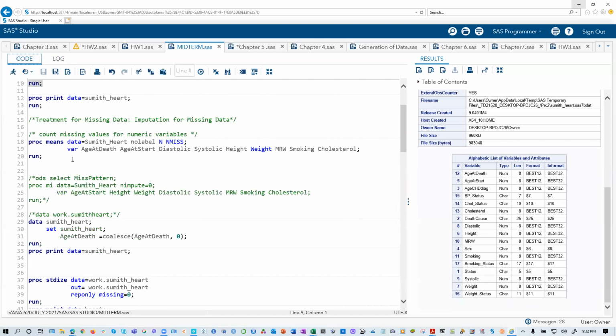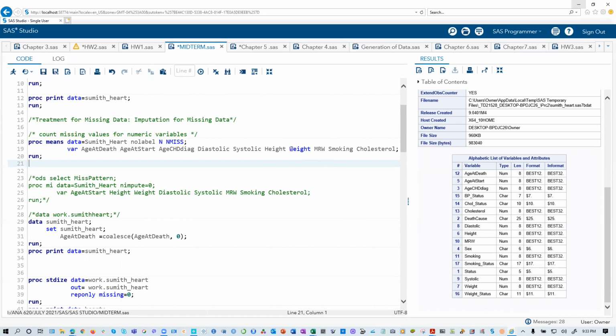Okay. Let's count the missing values for the numeric variables, okay? Age at death, age at start, diastolic, systolic, height, weight, MRW, smoking, cholesterol, and weight too, no? Start from here: age at death, yes, age at start, yes, age at CHD diagnosis, the age at which he's been diagnosed. Then cholesterol, yes. Then death cause, no, that's categorical. Diastolic, yes, systolic, yes, height, weight, MRW.